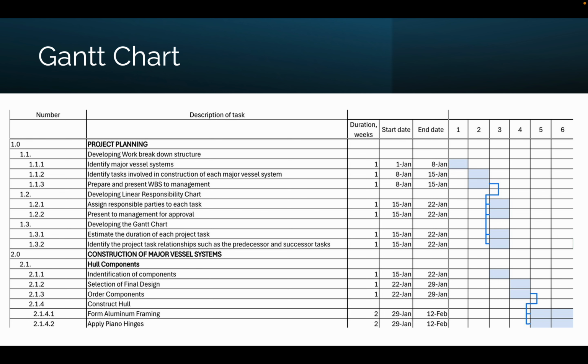So, in order to develop the linear responsibility charts and the Gantt charts, we need to prepare our work breakdown structure. That is just indicating which activity comes before the next in order to proceed in this fashion. We decided to separate it by weeks because it allows for easier tracking and flexibility. If we use days, it will give us too much detail and might not be fit for what we need the Gantt chart for.